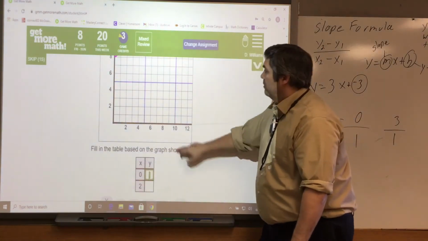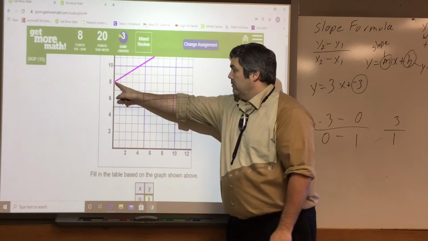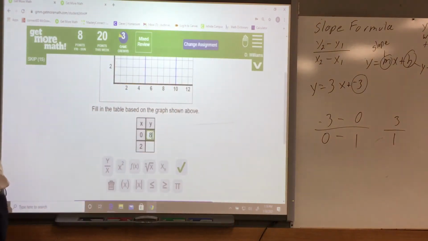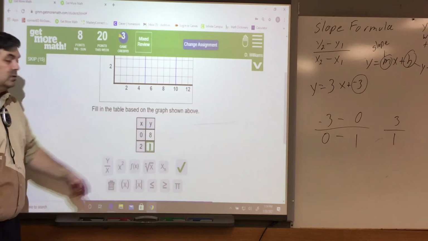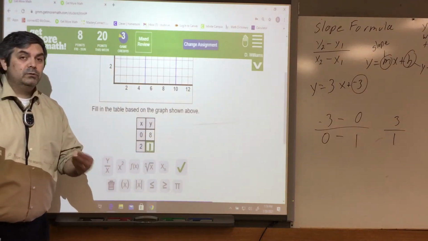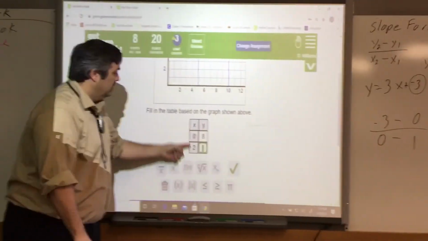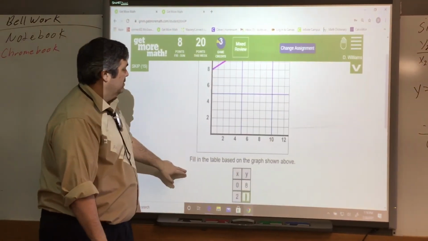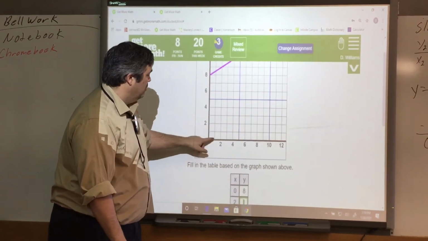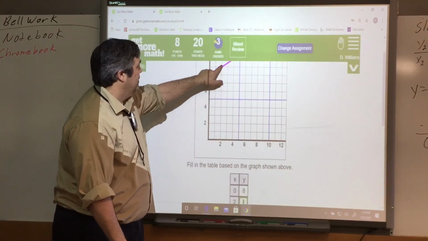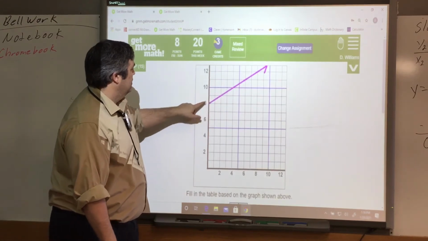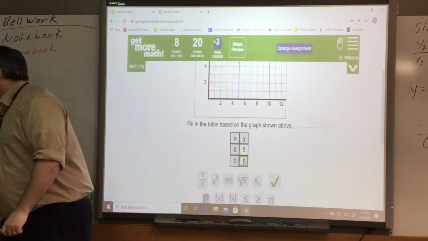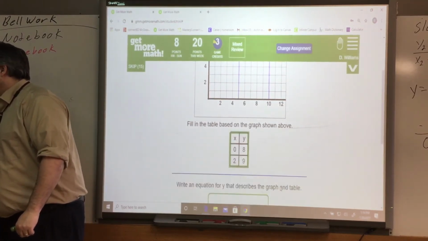So here, fill in the table based on the graph shown above. X is 0, go through the 8. So 8 goes there. Then they got 2. So they're giving you the 2 points they want you to use. They're just telling you these are the x coordinates of that, you need the y coordinates of it. So x is 2, go up until I hit the line. There we go. Now I need to look at this: 8, 9, 10, that's 9. So that's a 9. Plug that in. There we go.